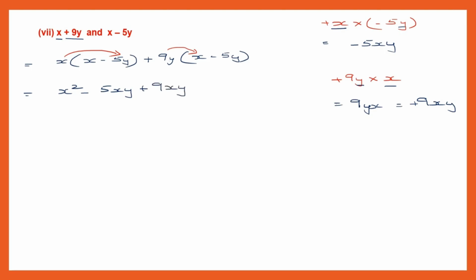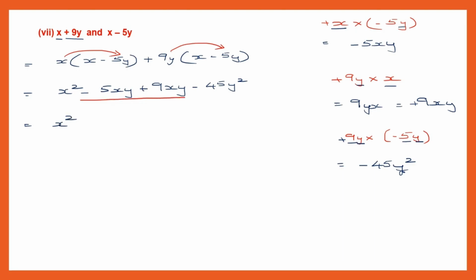Now that we have finished with this, let's multiply 9y into minus 5y. So here the sign will be plus, and it is multiplication, so plus into minus is minus. Now multiply the numbers. 9 into 5 is 45. Now we have y into y, which is y to the power of 2. So we have minus 45y². So our final answer will be x², and here we have two like terms, minus 5xy plus 9xy.